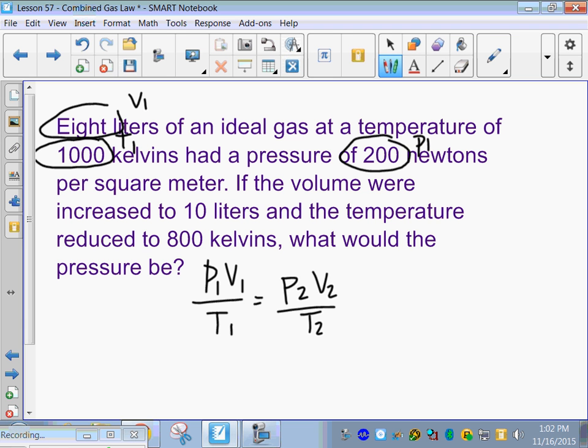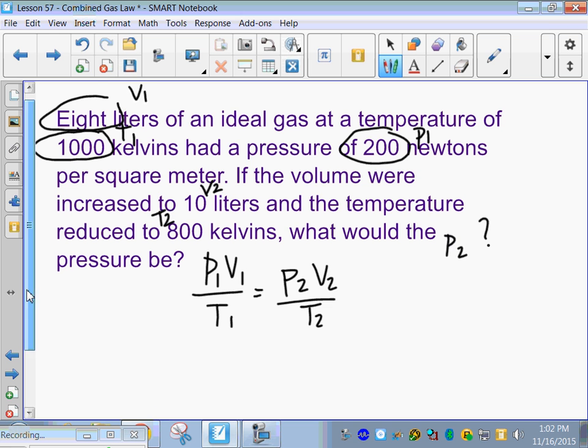Now what we're doing is we're changing the gas in some way. So the volume is increased to 10 liters, so this is going to be our second volume, V2, and the temperature reduced to 800 kelvins. So this is going to be our second temperature. What would the pressure be? So our second pressure is what we want to know, what it's asking us for.